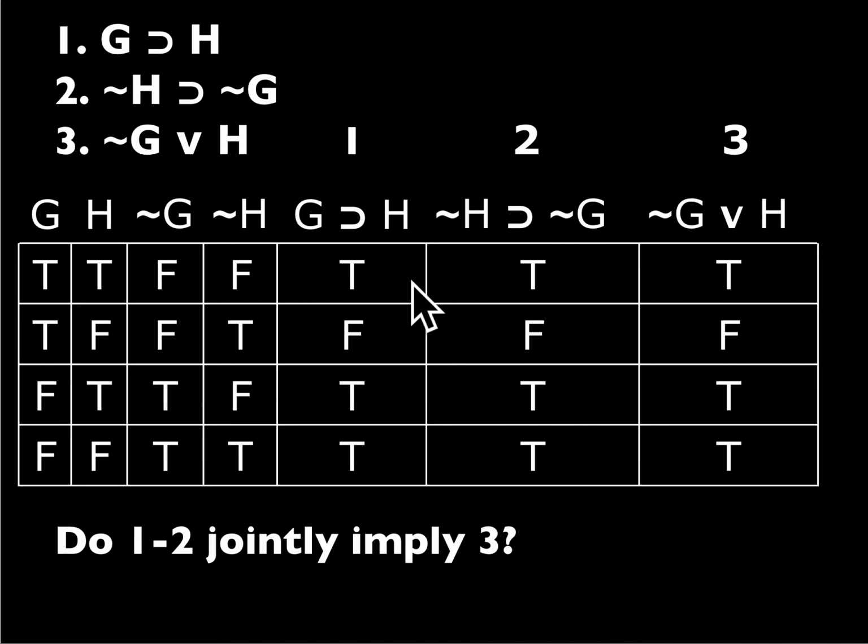Okay. Do 1 and 2 jointly imply 3? So here, I'm going to be looking for a counterexample row where 1 and 2 are both true, but 3 is false. Is there any counterexample row where these are all true, but that's false? Where 1 and 2 are true, but 3 is false? No, there isn't. So there's no counterexample row, so that implication does hold. 1 and 2 do jointly imply 3.